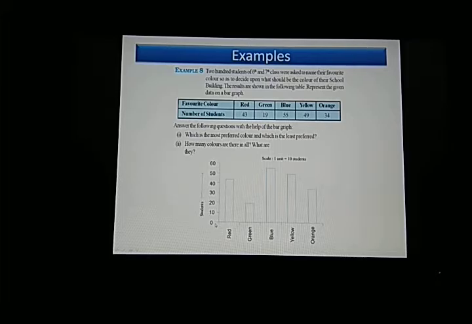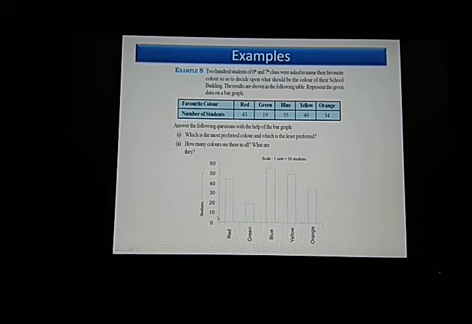Clear? Now, here the colors are given to you: red, green, blue, yellow, orange. And here the scale is given to you. Now what is the scale here? 0 to 10, 10 to 20. So what is the difference here? 10. So that's why it is written 1 unit is equal to 10 students. This gapping, 10 students, it has been increased. So the scale will be 1 unit is equal to 10 students. Clear? So you draw this.